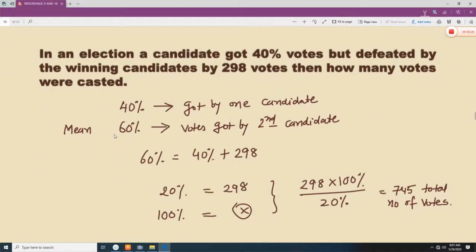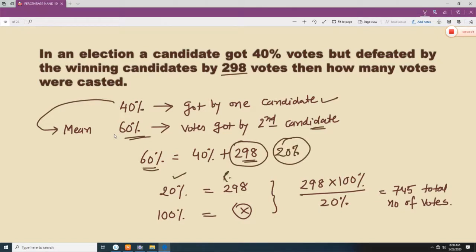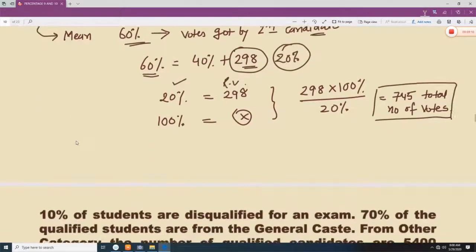If in an election a candidate got 40% votes but was defeated by the winning candidate by 298 votes, then how many votes were casted? So 40% votes were got by one candidate. It means 60% is the number of votes got by the second candidate. So 60% is equal to 40% plus 298. So this 298 is nothing but the difference of 20%. So 20%, the real value is 298, then 100% is how much? Then it comes to 745 is the total number of votes.